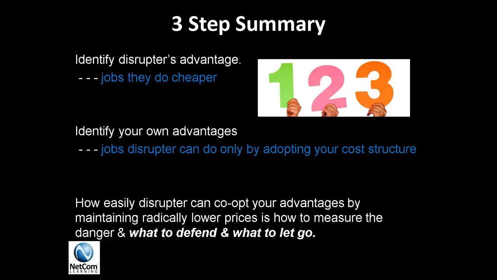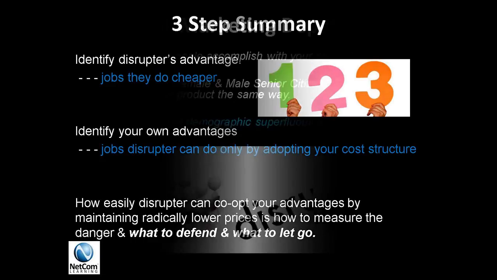So let's have a three-step summary. First, identify the disruptor's advantage. For example, online university delivers knowledge transfer in a more cost-effective way than a traditional university. Then identify your own advantages. So if you're a traditional university, it might be that you have the sense of community and the credentialing. How easily a disruptor can co-opt your advantages while maintaining radically lower prices is how to measure the level of danger of the disruption and what to decide to defend and let go.